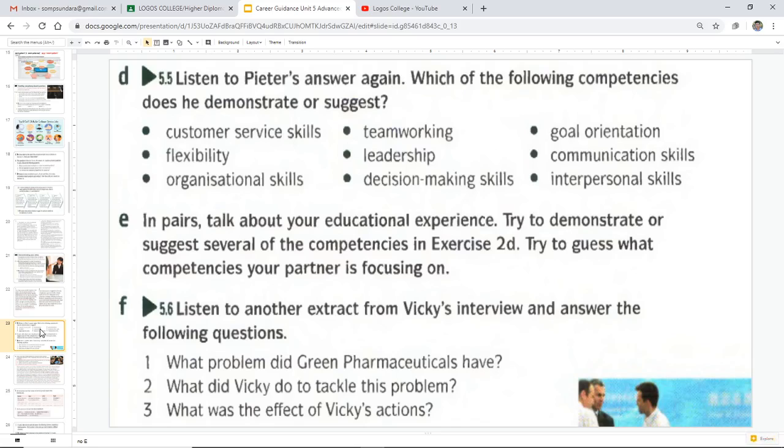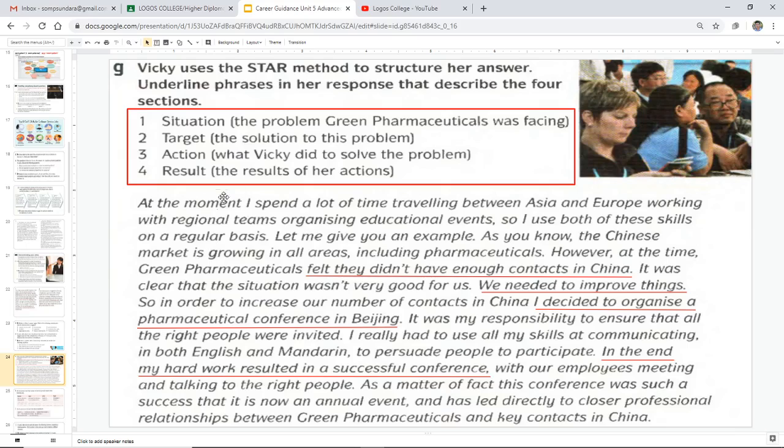Okay, so Vicky answered a question about a time she had to resolve a difficult situation, or problem. So what problem did Green Pharmaceuticals have? The problem was there weren't enough contacts in China. This was in her audio script typed out right here. So they wanted to sell their products in China, but they didn't have enough contacts. There's not enough people that networked.